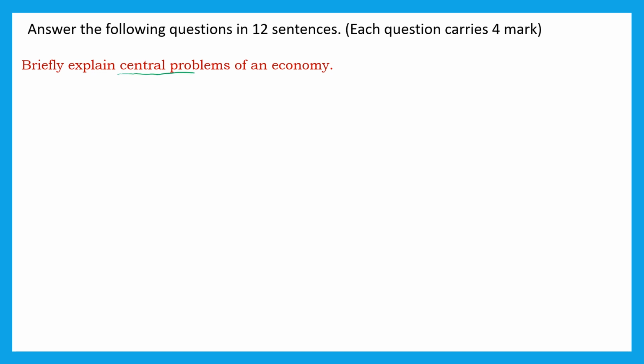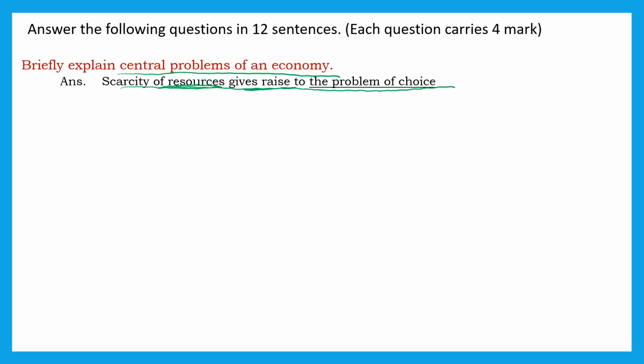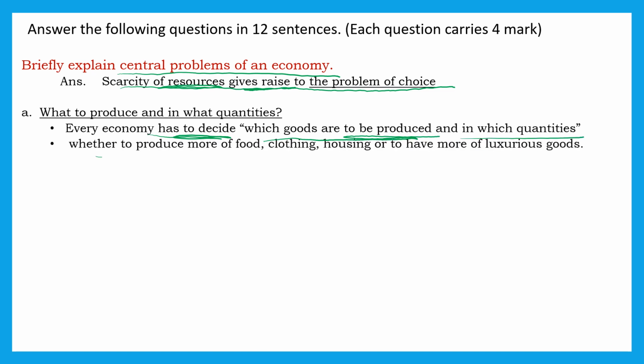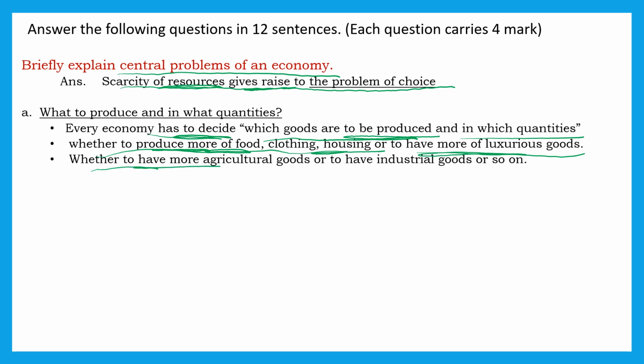Briefly explain the central problems of an economy. Scarcity of resources gives rise to the problem of choice. So the first problem is what to produce and in what quantities. Every economy has to decide which goods are to be produced and in which quantities. Whether to produce food, cloth, housing, or to have more luxurious goods, whether to have more agricultural goods or industrial goods and so on.